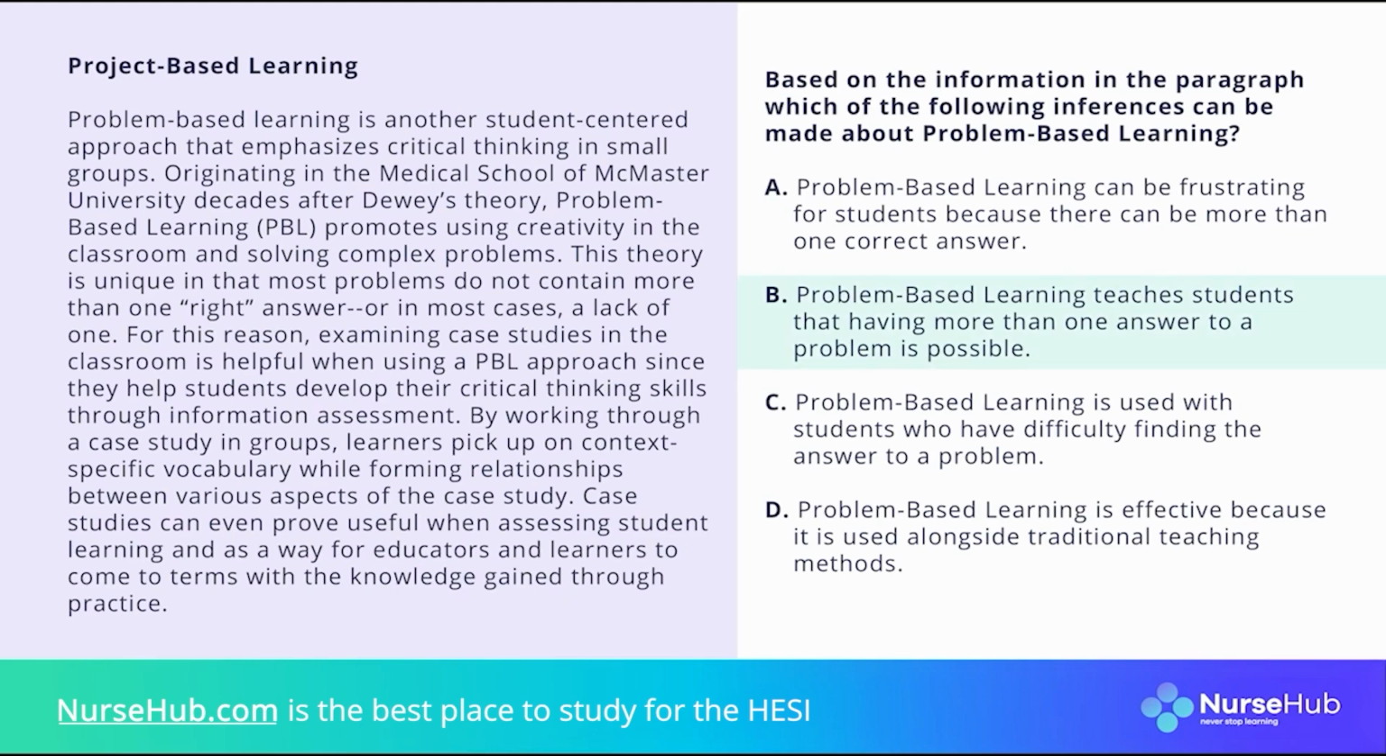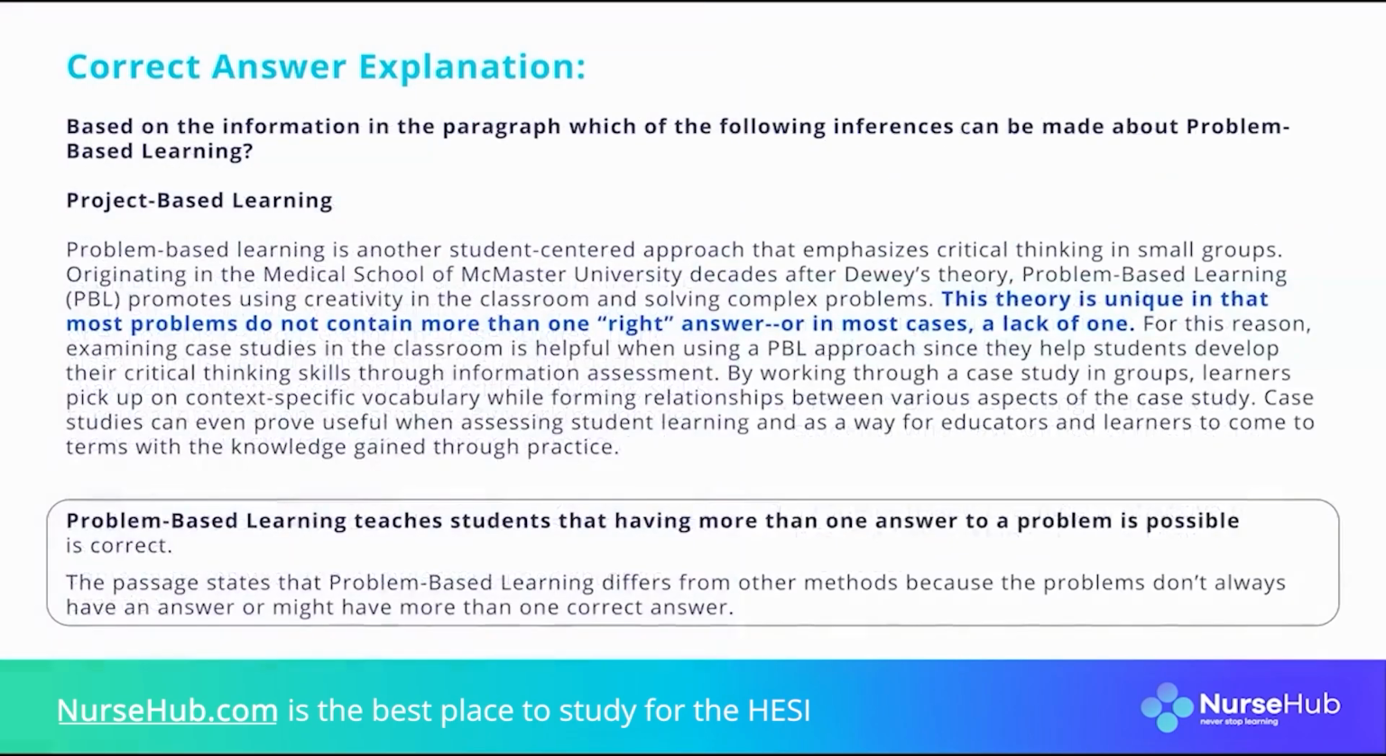All right, so we are making a general inference here. The topic of this paragraph was problem-based learning, and we're just trying to make an inference about it. So the correct answer is problem-based learning teaches students that having more than one answer to a problem is possible. The passage states that problem-based learning differs from other methods because the problems don't always have an answer or might have more than one answer, and that evidence is highlighted on your screen for you.